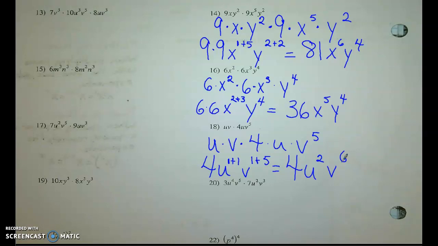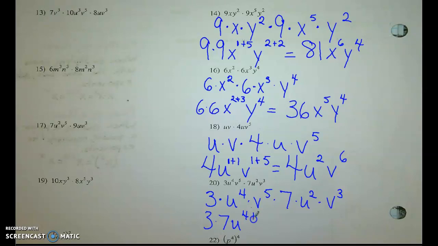Number 20, separating it out. 3 times u to the 4th power times v to the 5th power times 7 times u to the 2nd power times v to the 3rd power. And then combining 3 times 7, and then times u to the 4th plus 2nd, and then v to the 5th plus 3rd, and then simplify. 3 times 7 is 21, and we have u, 4 plus 2 is 6, v, 5 plus 3 is 8. Okay?